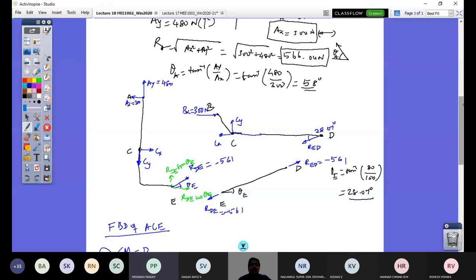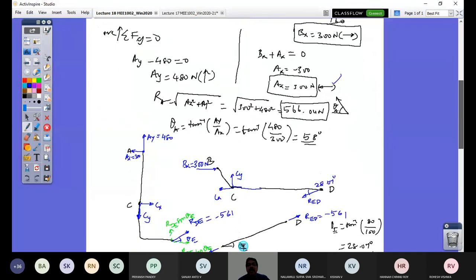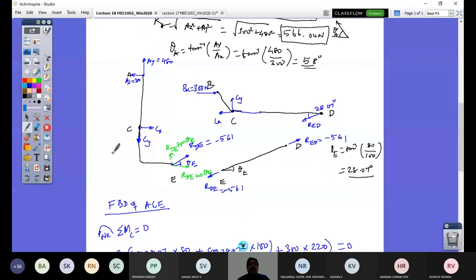Here what I do, before I start applying the condition of equilibrium equation, I just draw the free body diagram. So AX and AY are found out from the entire frame free body diagram. So I know the magnitude and direction here. So AX initially I considered in this frame to the right, but while solving I thought this to the left. So this AX here is -300. So when I have drawn this free body diagram of ACE, I have taken the correct direction what I have determined.